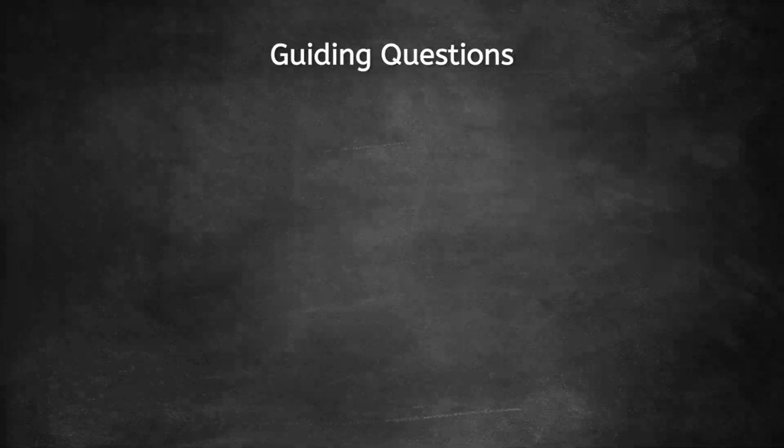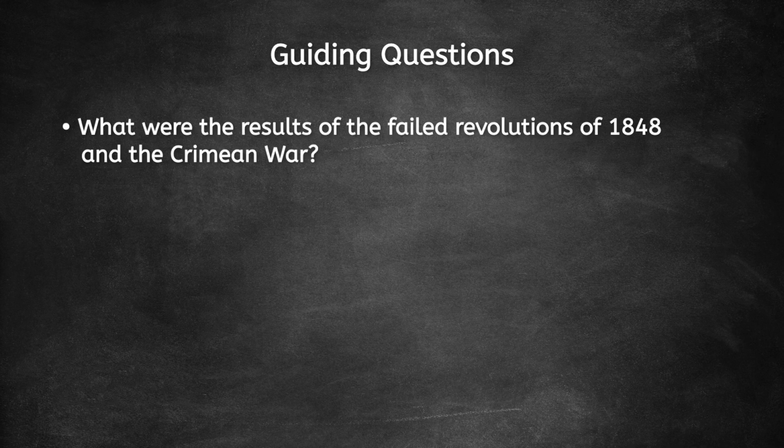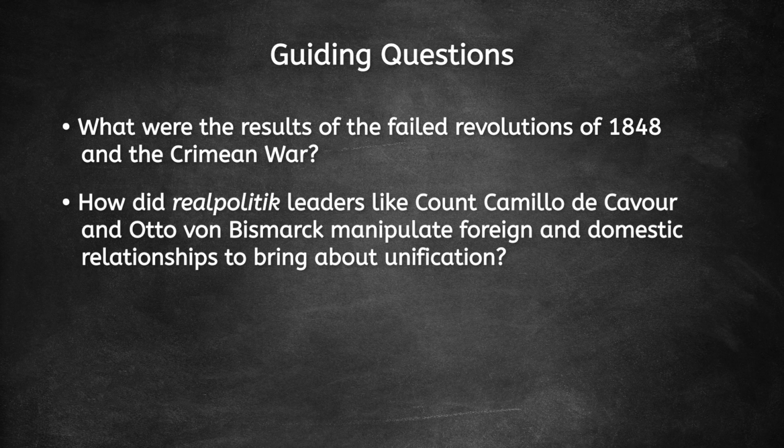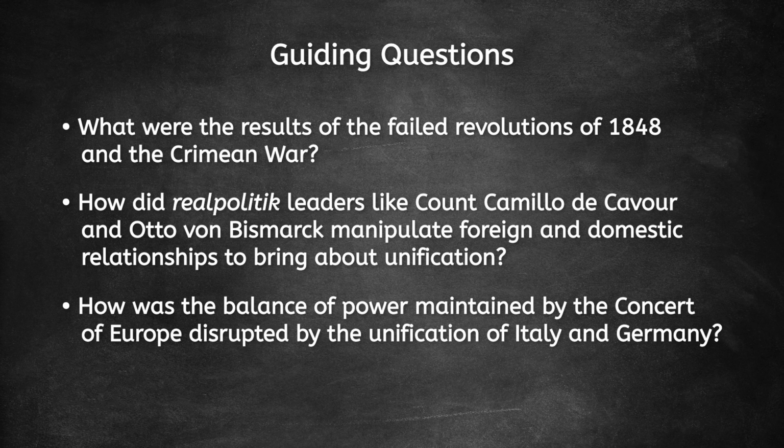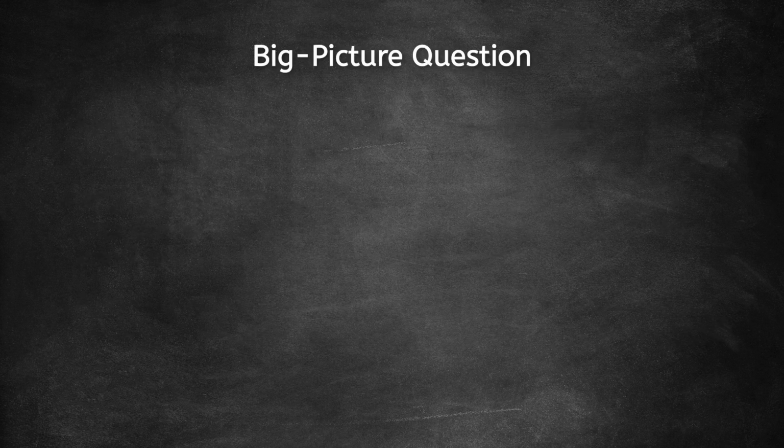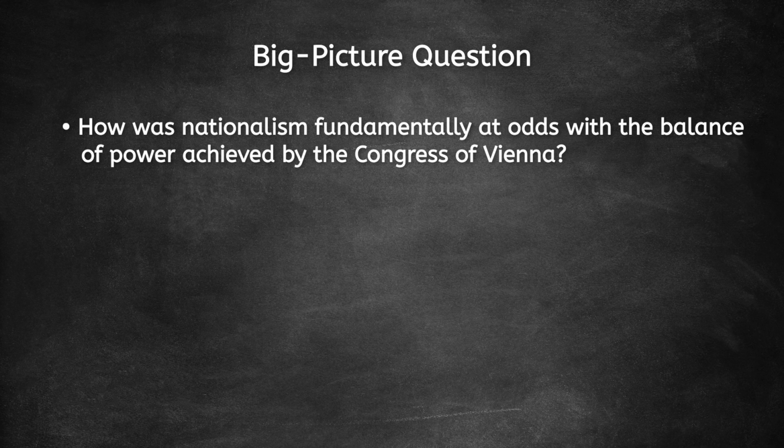Our guiding questions for today are: what were the results of the failed revolutions of 1848 and the Crimean War? How did Realpolitik leaders like Count Camillo de Cavour and Otto von Bismarck manipulate foreign and domestic relationships to bring about unification? And how was the balance of power maintained by the Concert of Europe disrupted by the unification of Italy and Germany? For the big picture, think about this. How was nationalism fundamentally at odds with the balance of power achieved by the Congress of Vienna?